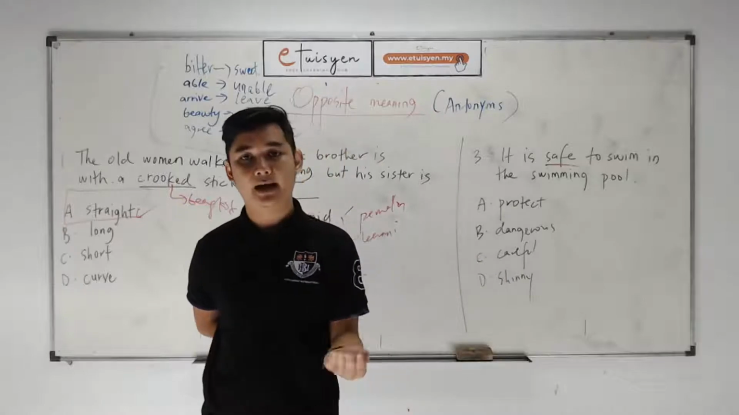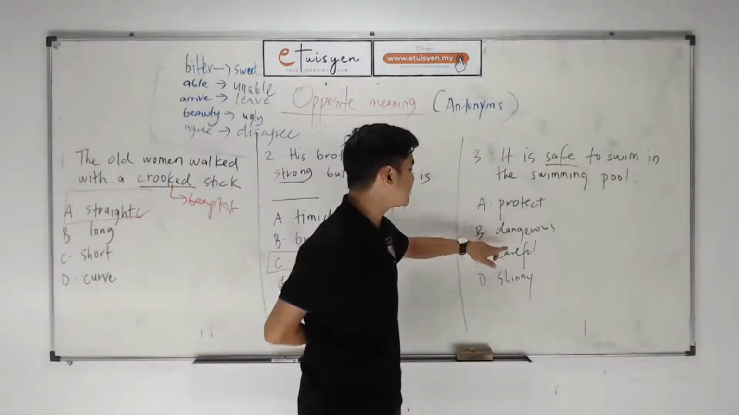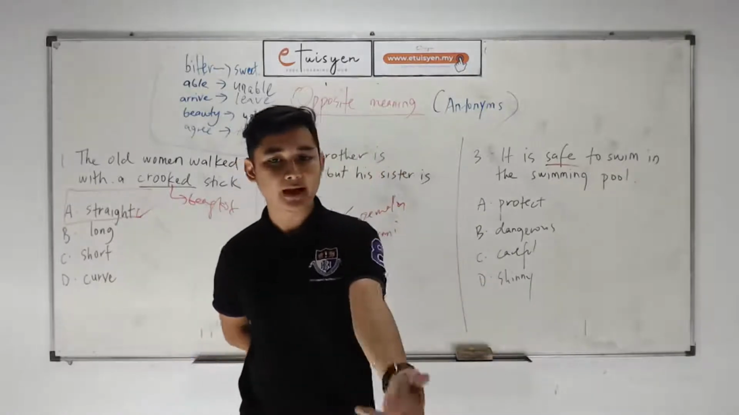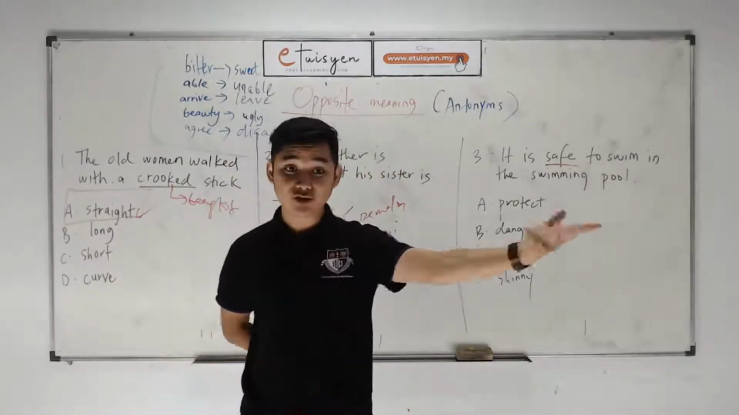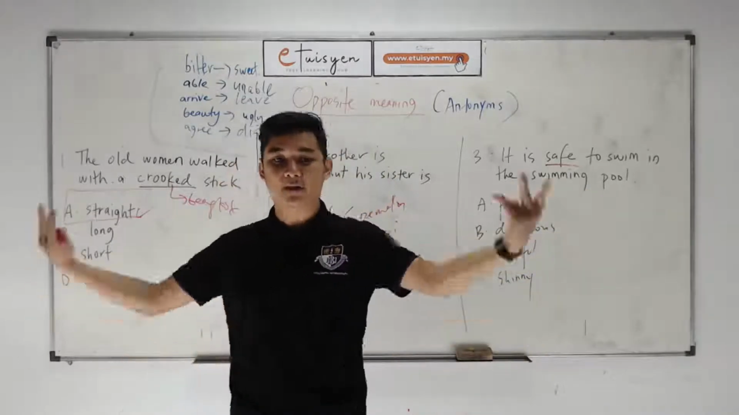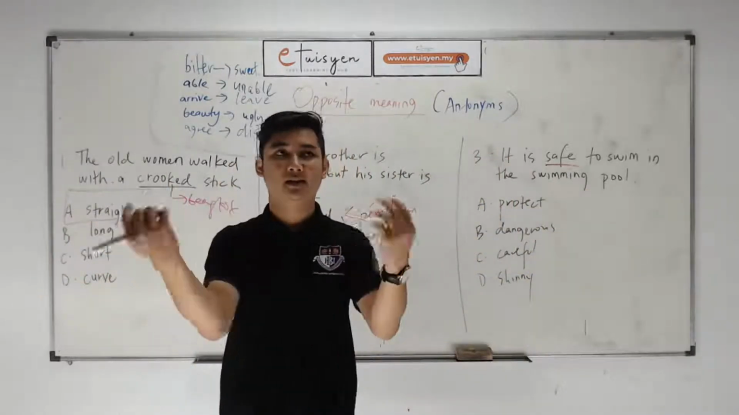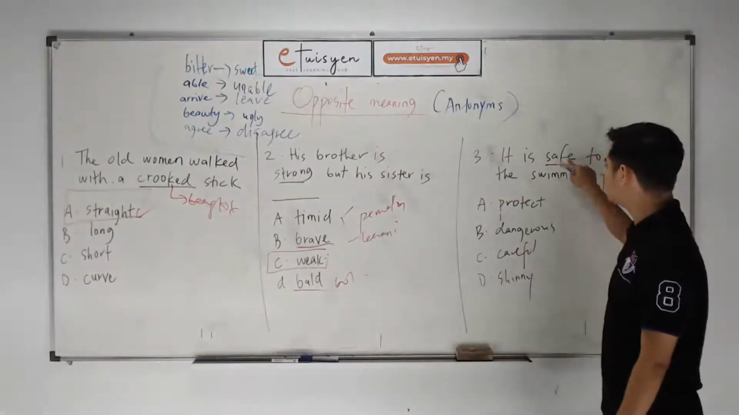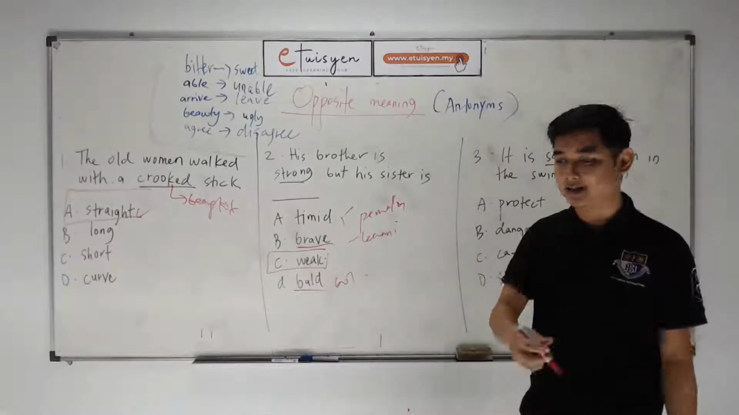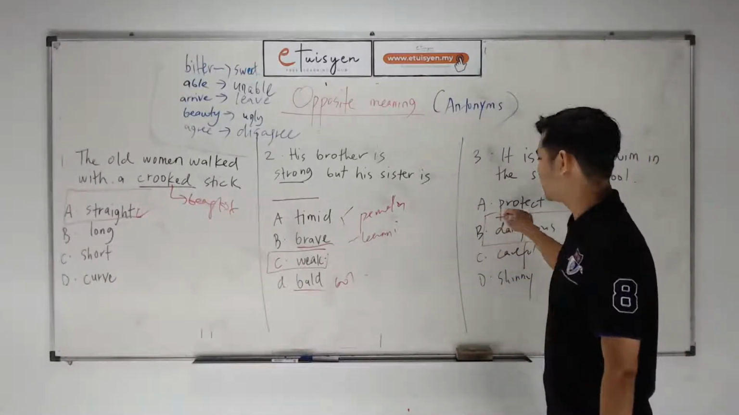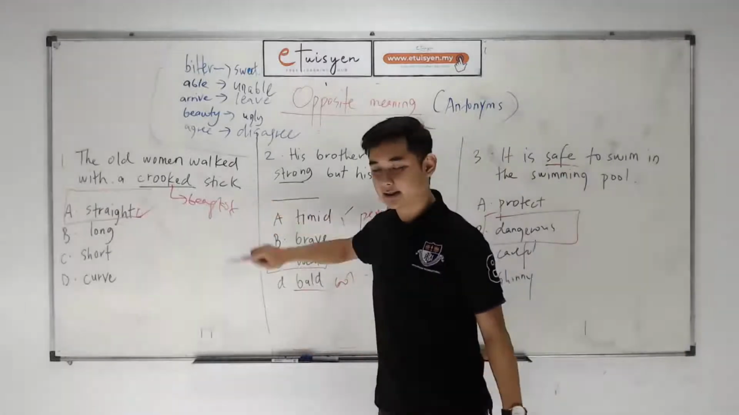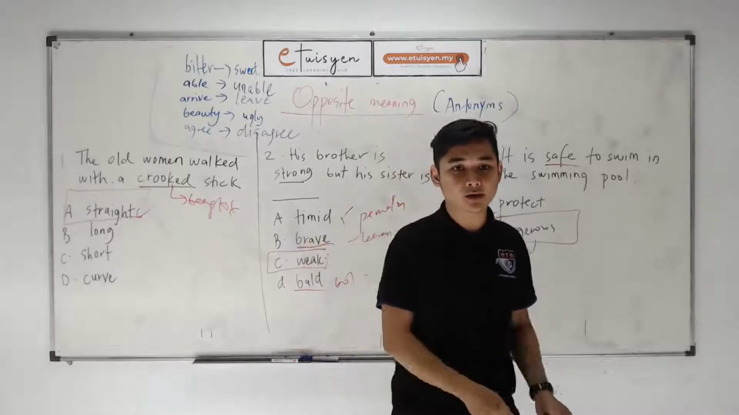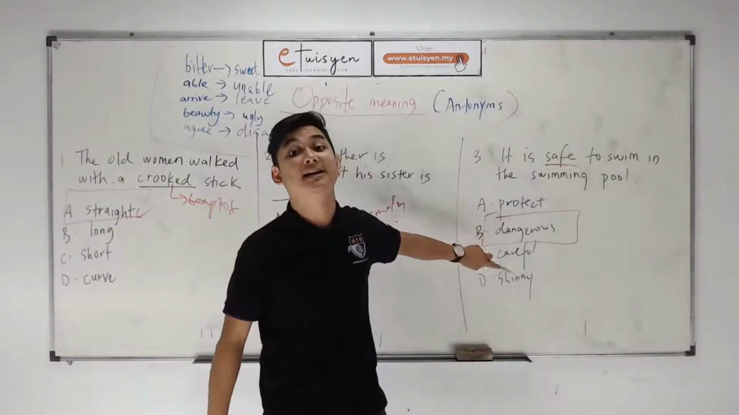Safe. Antonym, opposite meaning akan jadi protect, dangerous, careful or shining. Protect, melindungi. Dangerous, bahaya. Careful, berhati-hati. Shining, berkilat. So, the correct one is dangerous. Crooked, straight. Strong, weak and also safe, dangerous.